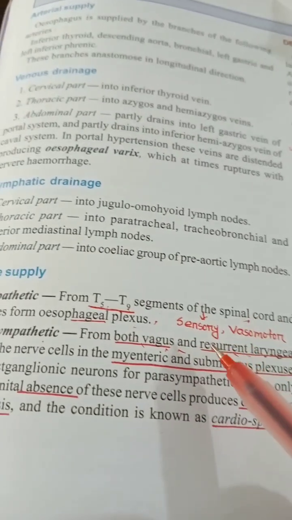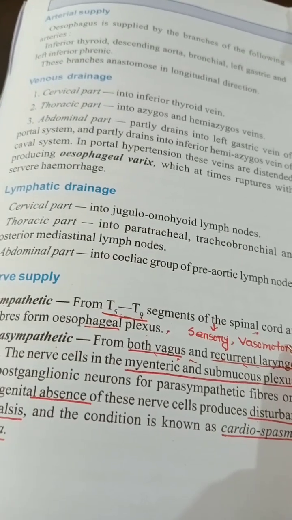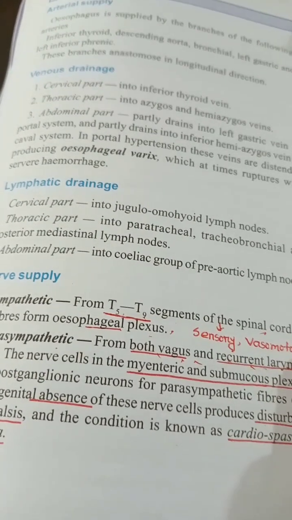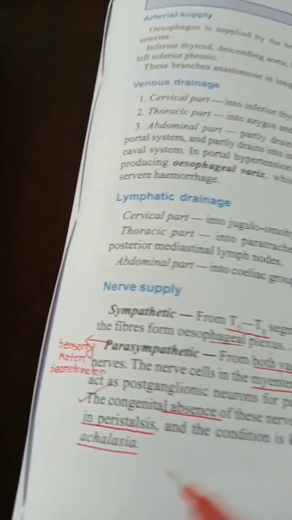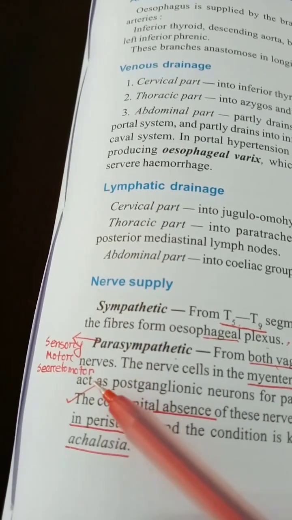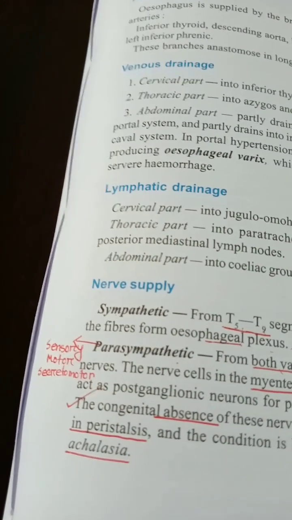The sympathetic provides sensory and vasomotor supply to the esophagus, that is, it acts on the blood vessels, and the parasympathetic provides sensory, motor and secretomotor supply to the esophagus.